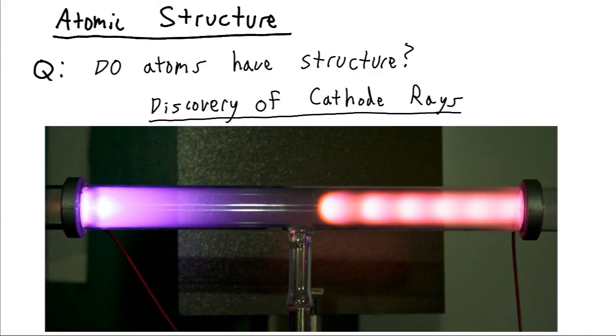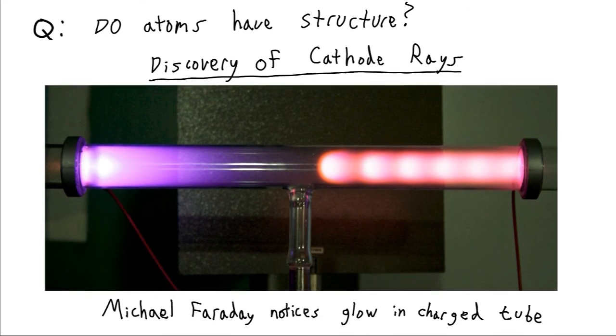Now, in 1654, Otto von Guericke has discovered how to create vacuum. He has invented a vacuum pump, and in 1835, Michael Faraday notices that when you apply a charge to this evacuated chamber, you get a glow. This is essentially a neon sign. And so the question is, what is that glow? Where does it come from? Well, this becomes even more strange.